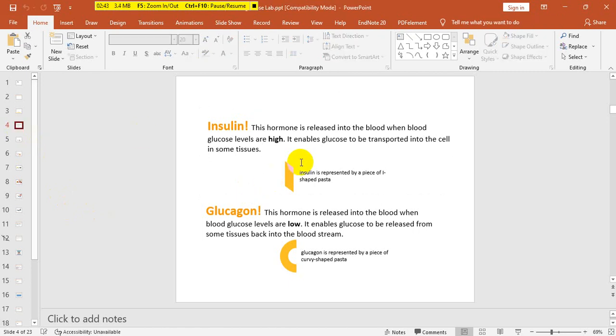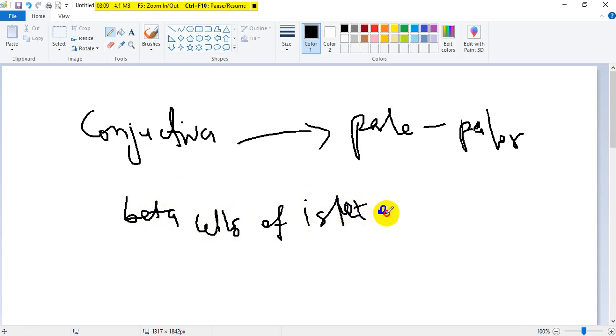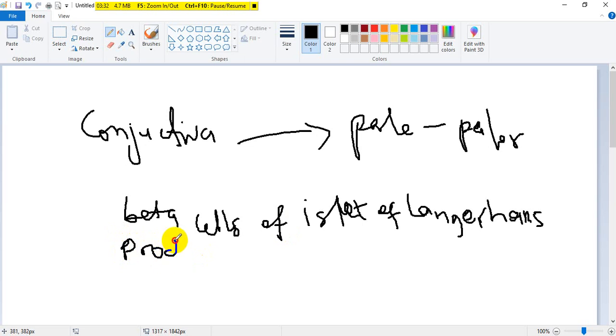So whenever blood glucose is high, the beta cells of the islets of Langerhans produce insulin.